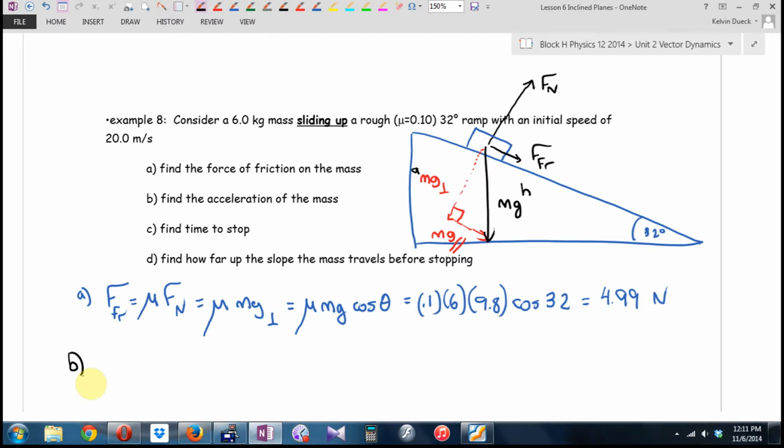So what's our winning direction? Down. And I gotta be fussy. Down the ramp, because when you say down, I'm worried you're thinking mg still. Down the ramp. So what's our winning direction? Down the ramp. Who's winning? Friction and?